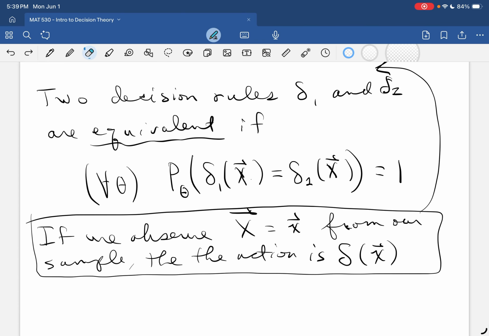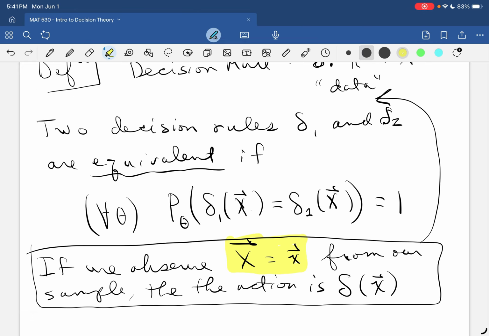And so if we have a particular realization, as you see here, if we know that our data turned out to be little x here, right? The standard in statistics is that when you see a capital X, that is random. When you see a little x, that's a realization. That represents actual data. And so if this is what we observe, then delta of that little x is the action that we take.